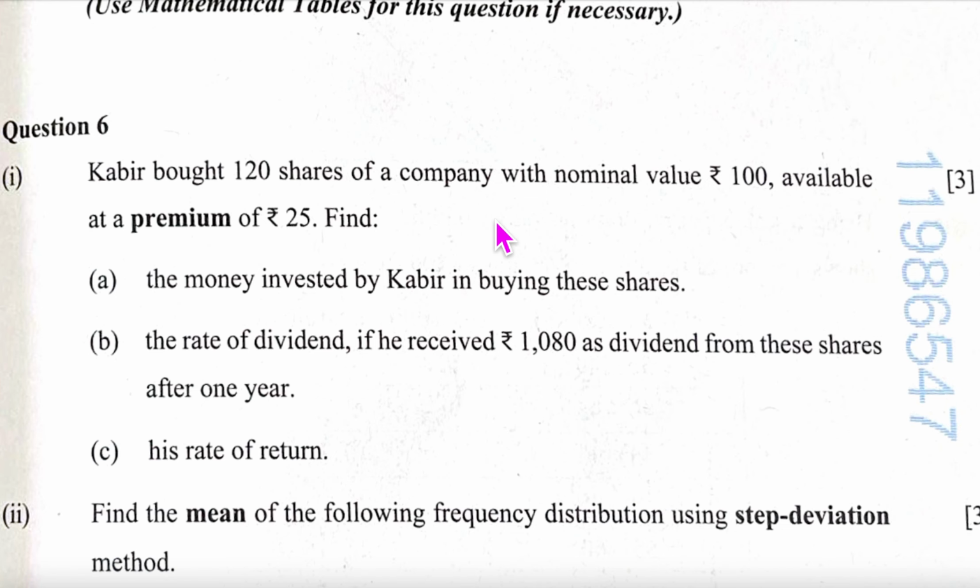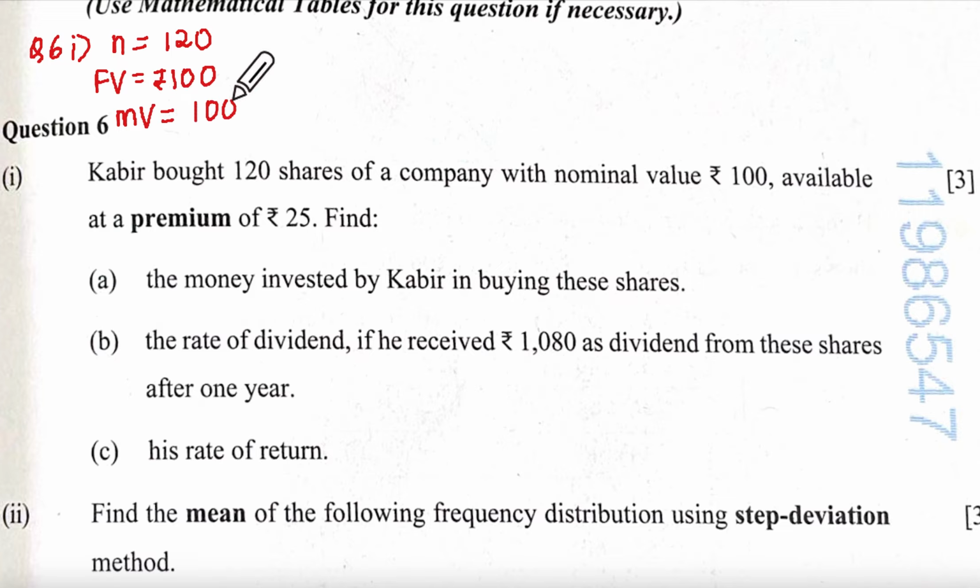First part. Kabir bought 120 shares of a company, nominal value ₹100, available at a premium of 25. So question number 6, first part, the number of shares is 120. Nominal value means the face value is ₹100, and at a premium means the market value will be equal to ₹100 plus 25, which gives us the market value as 125.